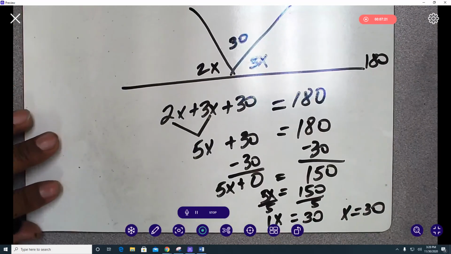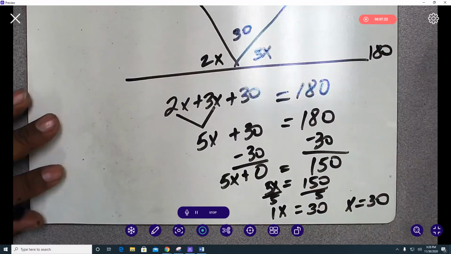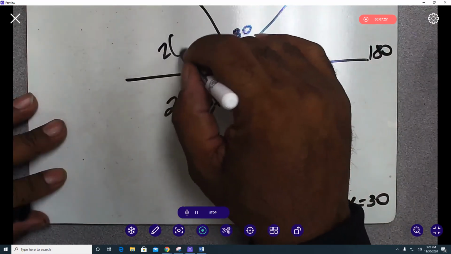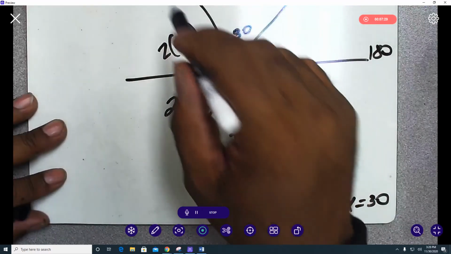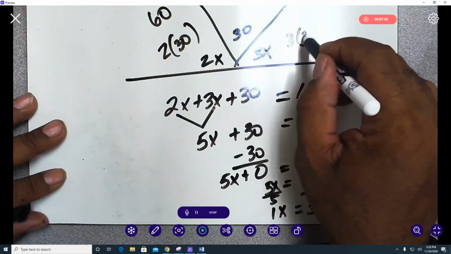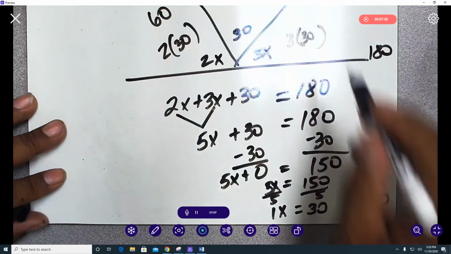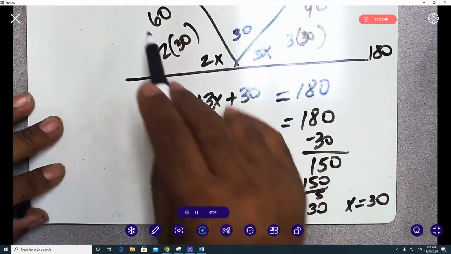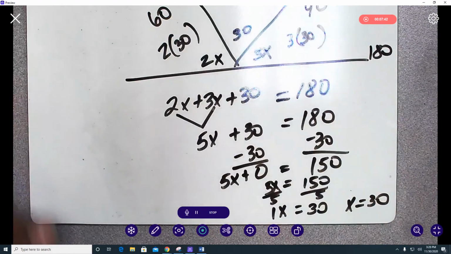It still doesn't really tell us what each measurement is. It tells us what x is. So this one says 2x, which means 2 times 30, which is 60. This one is 3x, which means 3 times 30, which is 90. So the degrees of the angles are 60, 30, and 90. All right? Thank you.